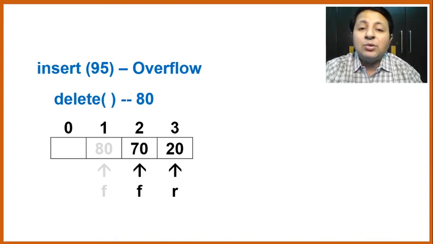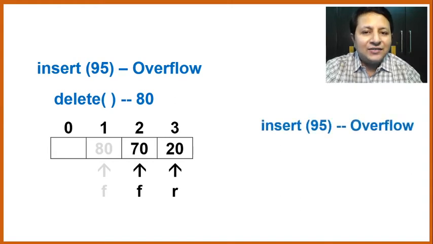Fine? But can you see my R is still at max -1? There is no change in that. So if I again try to insert 95, I'm still going to get overflow. Maybe now the user might get frustrated because currently we have deleted one element and we are still not getting the permission to insert one element.